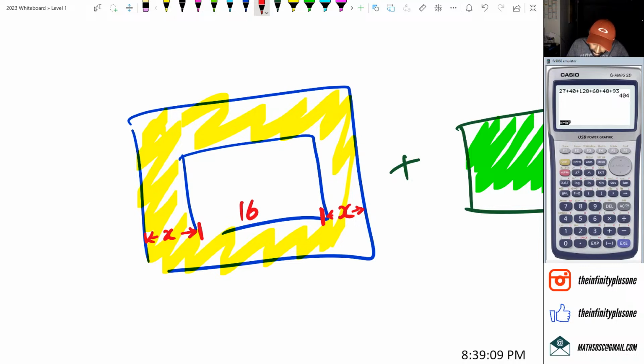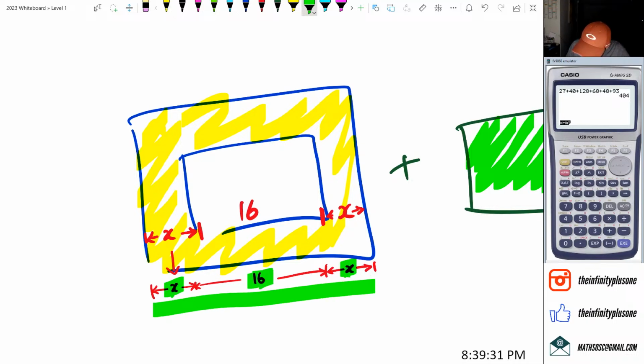So if I was to bring it down to figure out what the base of the big rectangle is, I've got x from there to there. From there, that's the middle part, which is 16. And then the last part is x itself. So I've actually got 1x, 2x, 16. And this is now the base of the big rectangle.